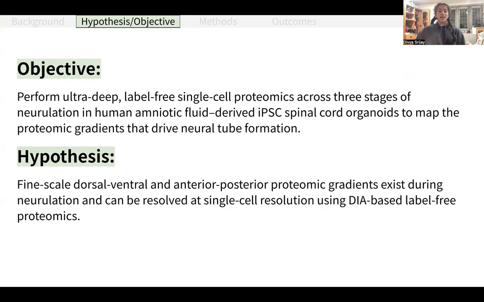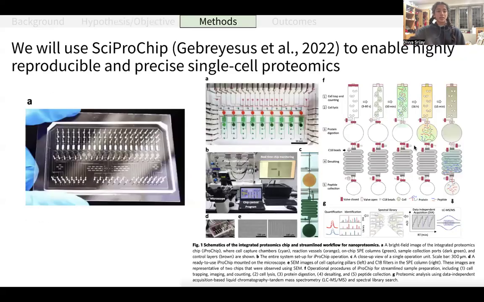And so we hypothesize that there are fine-scale dorsal-ventral and anterior-posterior proteomic gradients that exist during neurulation, and that these gradients can be resolved at a single cell resolution using DIA-based label-free proteomics.